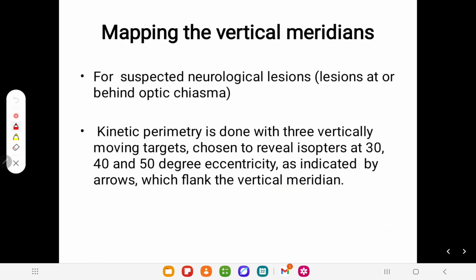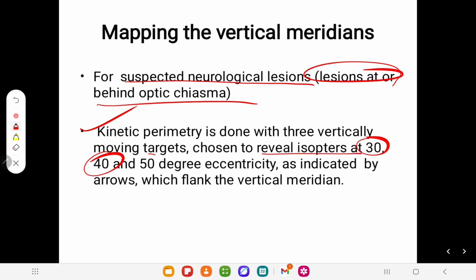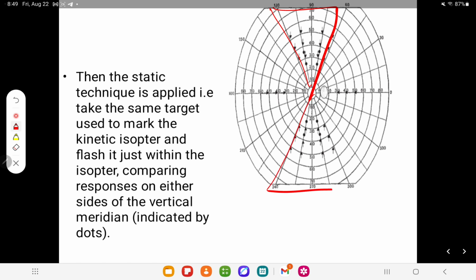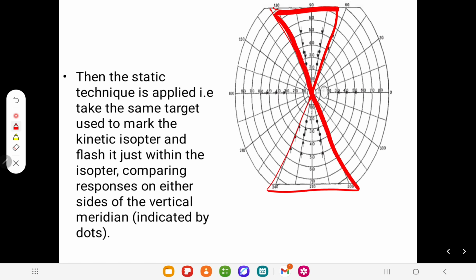So, mapping the vertical meridian. What is the vertical meridian? First, suspicion of a neurological lesion, whenever there is a vertical lesion, for example the pie in the sky or pie in the floor or whatever. Kinetic perimetry is done with three vertically moving targets chosen to reveal the isopters at 30 degree, 40 degree or 50 degree eccentricity, and indicate the arrow which flanks the vertical meridian. Basically, you will do the visual field in this meridian, the vertical meridian.